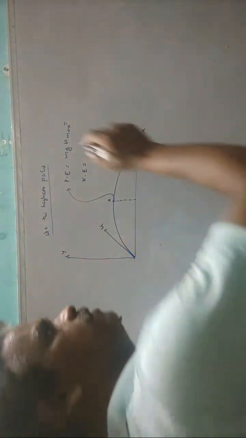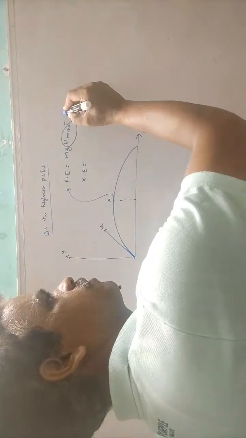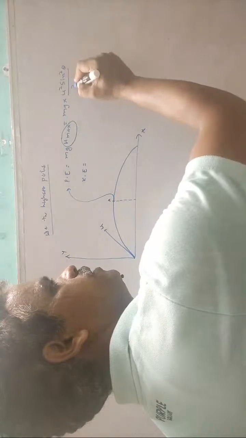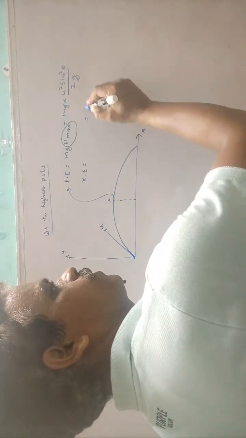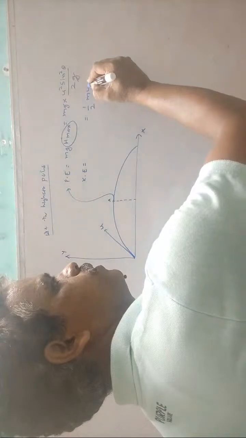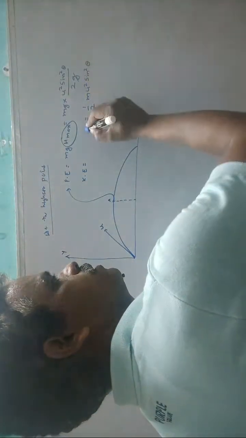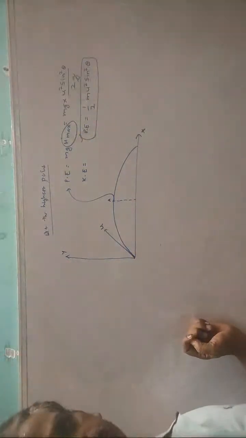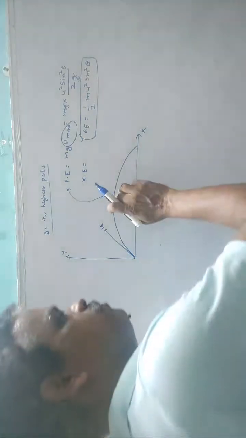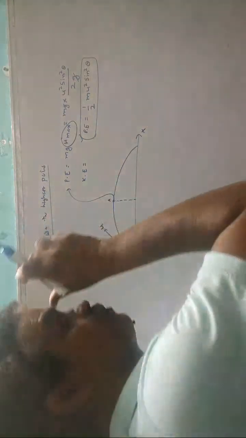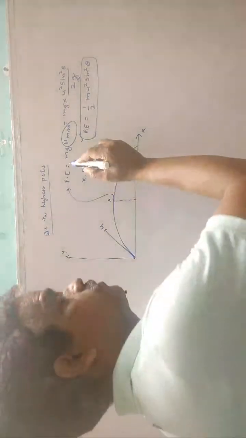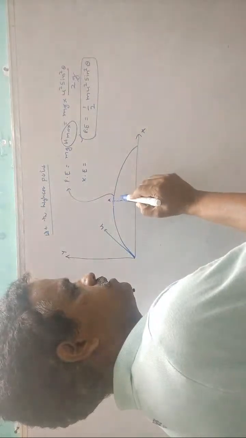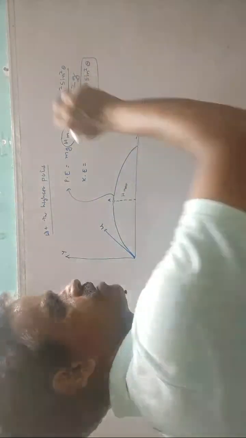Already yesterday we calculated the maximum height formula. mg into u square sin square theta by 2g. That is equal to half m u square sin square theta. So this is the potential energy formula. We calculated the maximum height. See, generally we have the potential energy formula mgh. So this maximum height is h max. So I substitute there.